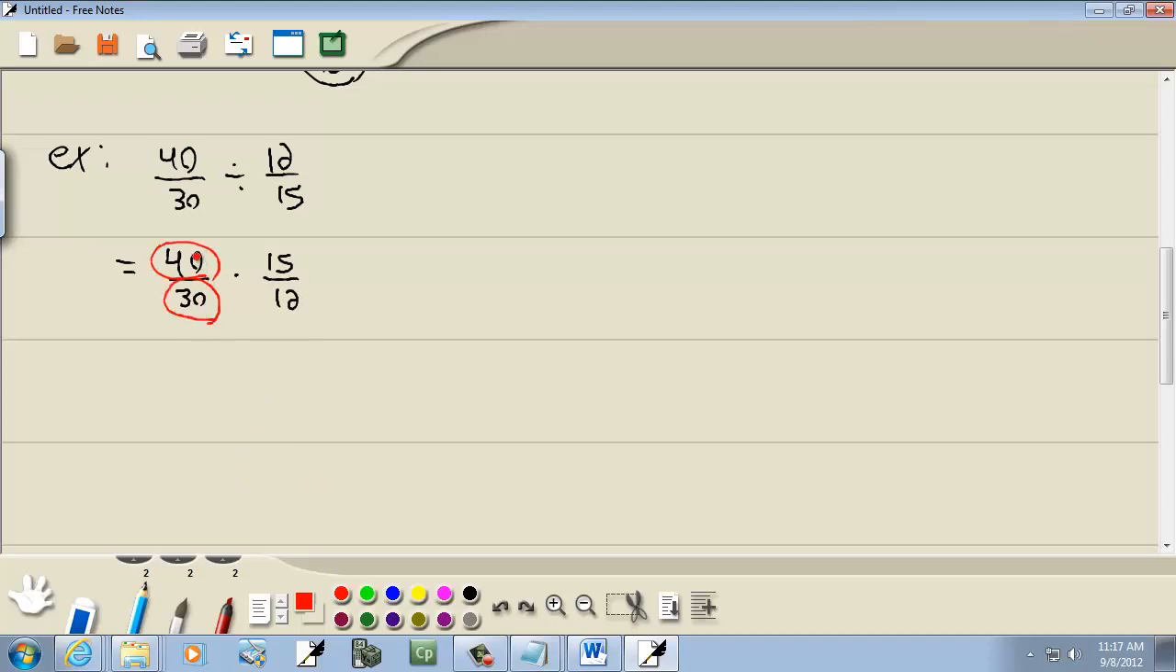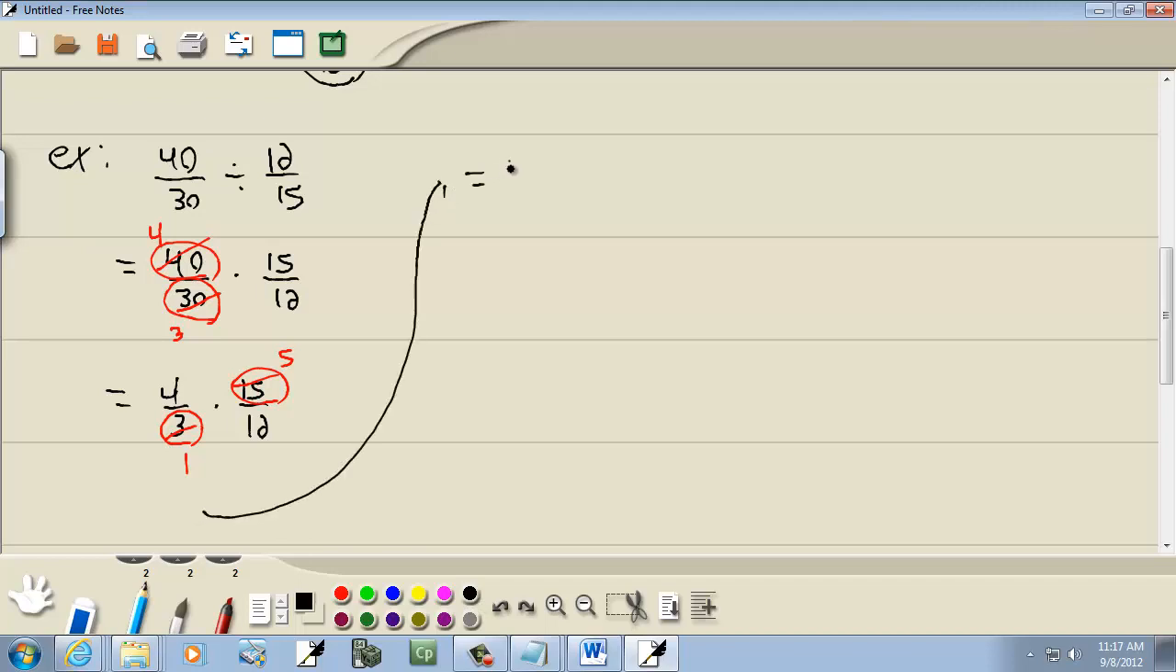Well, 40 and 30 are both divisible by 10. They both end with zeros, so basically you can just drop those zeros off. So 40 divided by 10 is 4. 30 divided by 10 is 3. So we've got 4/3 times 15 over 12. Now I choose the 3 and 15. These are both divisible by 3. 3 divided by 3 is 1. 15 divided by 3 is 5. And that gives us 4 over 1 times 5 over 12.